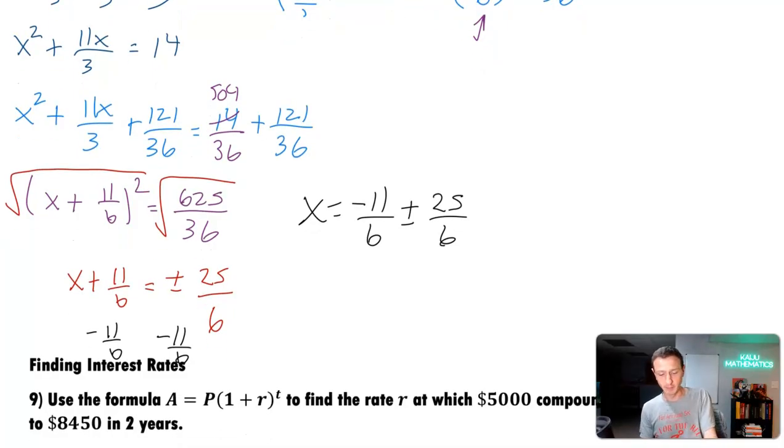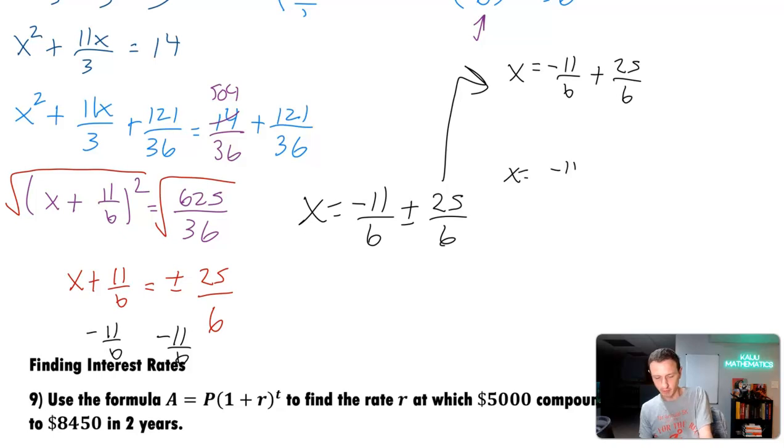And then we could really expand on this more. So let's go up here. So I'm going to set this up as x equals negative 11 over 6 plus 25 over 6. And then I'm going to also do negative 11 over 6 minus 25 over 6. And we should be able to clean this up pretty nicely. So let's see, 25 minus 11 is 14. So we get 14 over 6. Which simplifies down to 7 over 3, right? 2 goes into 14 7 times, 2 goes into 6 3 times. So 7 over 3.